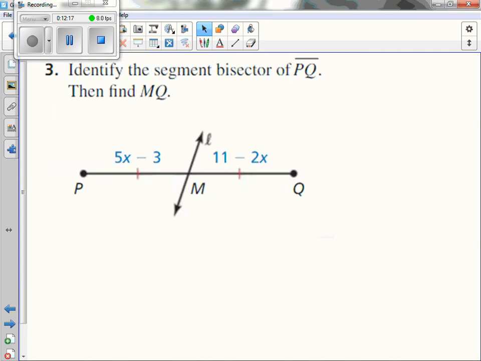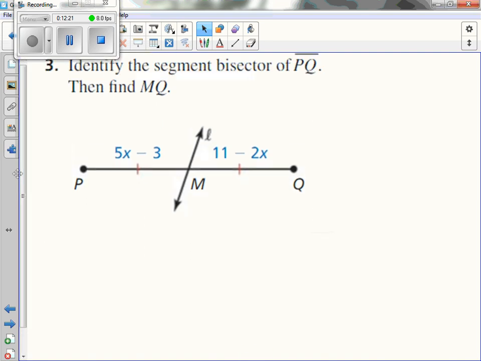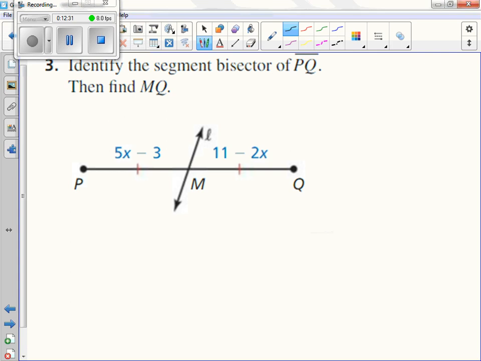So again, this one here is similar to the one we just did. Instead of having a midpoint as a point, we actually have a line. The line L is a segment bisector. It's cutting this in half. So it's telling me that PM is equal to MQ. They have the same length. They have the same measure. So that is helpful for us.